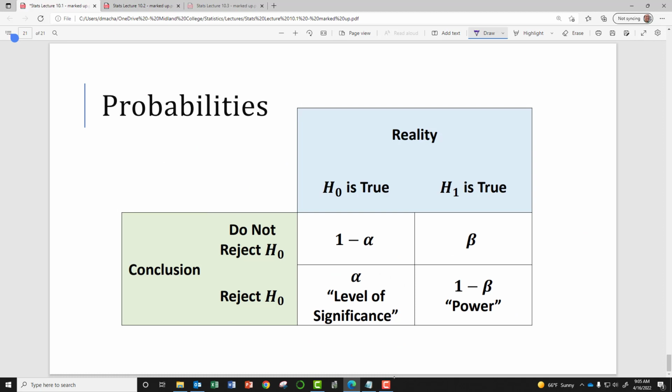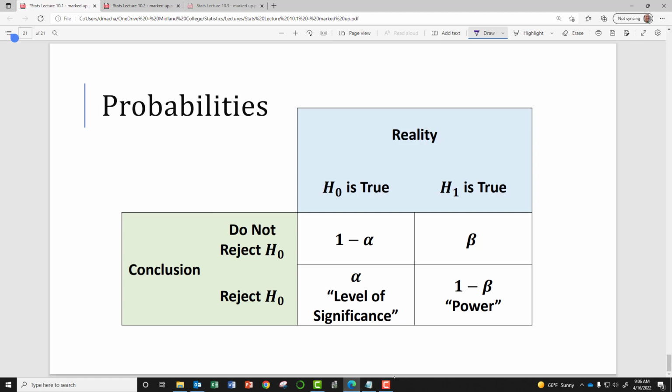So again, putting this back into my table that I used earlier, but now we're talking about probabilities. The probability that your null hypothesis is true and you do not reject the null is 1 minus alpha. The probability that null is true, but you reject the null hypothesis is called alpha, and we call that the level of significance. The probability that your alternative hypothesis is true and you don't reject the null, that's beta. And the probability that your alternative hypothesis is true and you, in fact, reject the null hypothesis, that would be calculated 1 minus beta, and that's what we call the power.